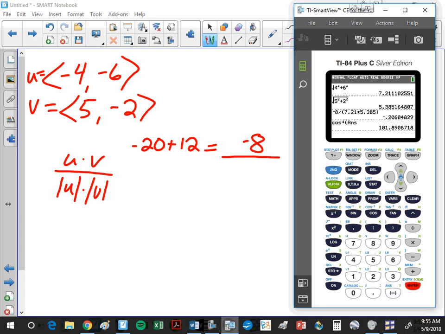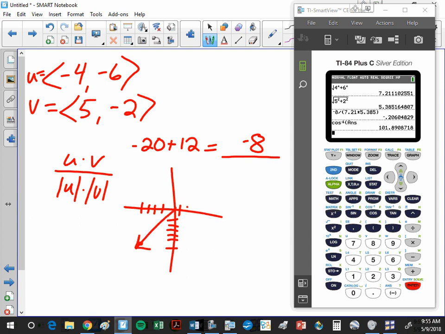Is that right? Well, let's draw it. So 1, 2, 3, 4, 1, 2, 3, 4, 5, 6. And then, does it look like that angle is 102 degrees? Yep, it worked. Okay.